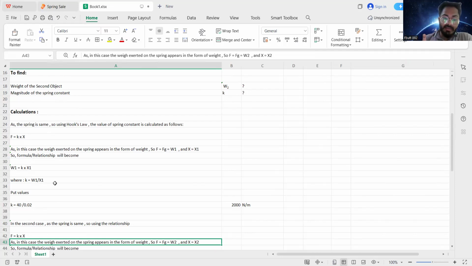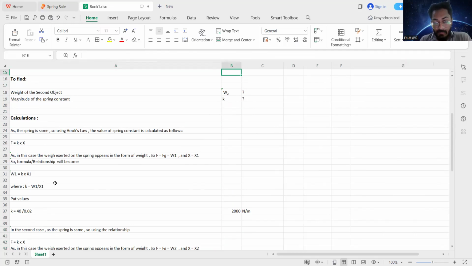So the examiner said if an object causes an extension of 16 millimeter, it means the examiner has replaced the previous object of 40 Newton with another object. And now, due to the second object, the overall change in the length of the spring is approximately 16 millimeter. Now, what will be the change in length in the first case?